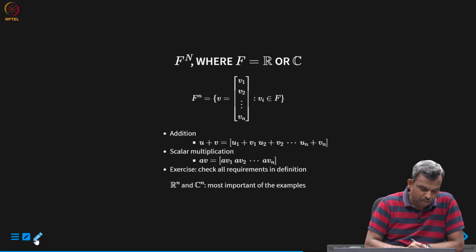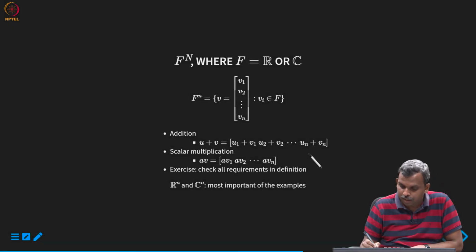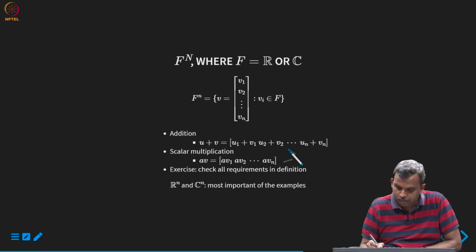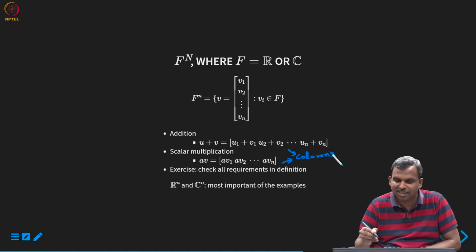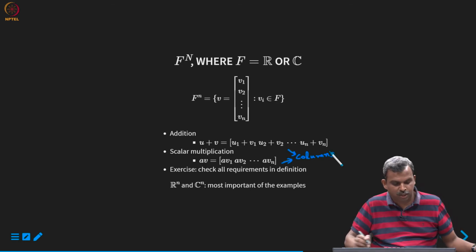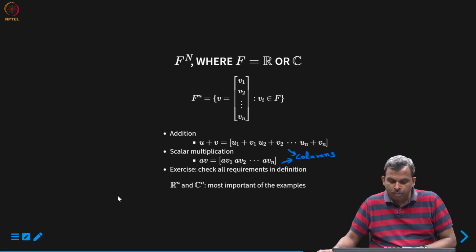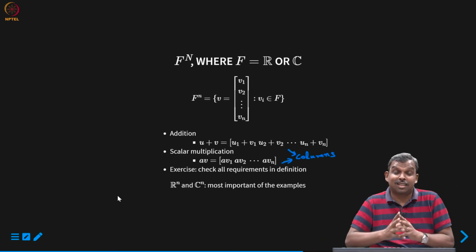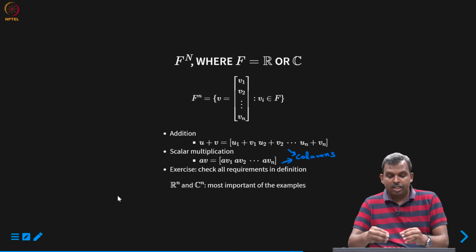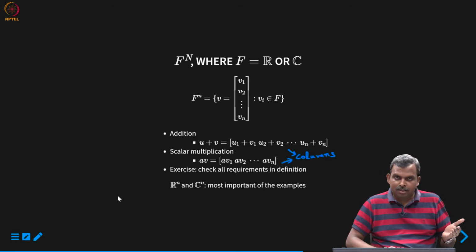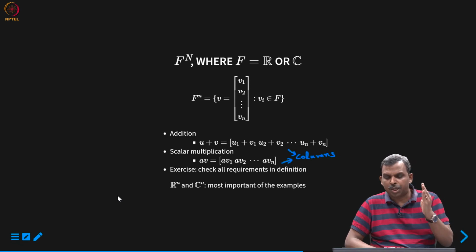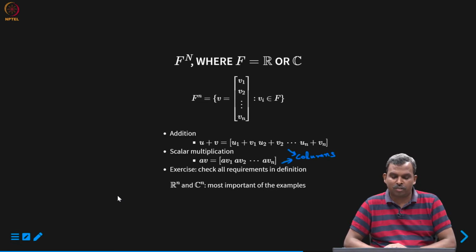There is a little bit of a thing to point out here. Think of these two as columns. To save space, I have written them as rows. You have to think of them as columns. So one of the first exercises I am giving you as part of this course is, given these definitions, go back to the previous slide, look at all those requirements and see if you can prove all of them. Okay, you can check that all of them are satisfied.